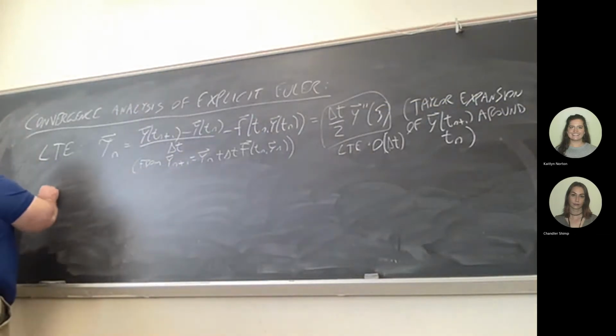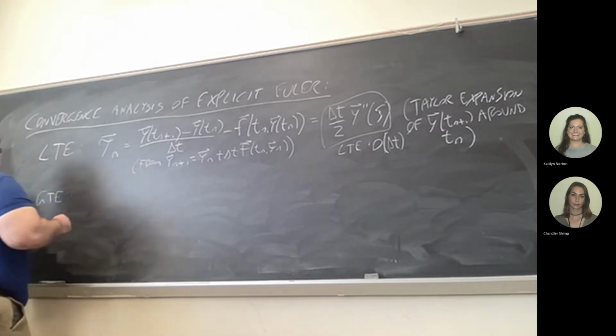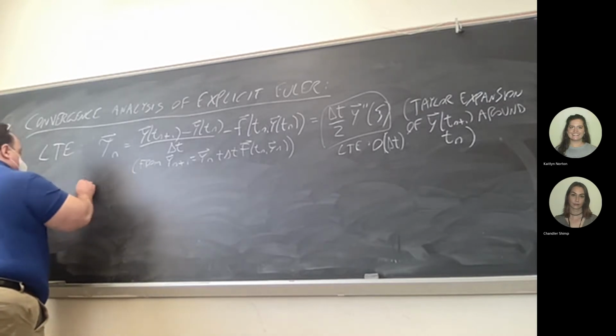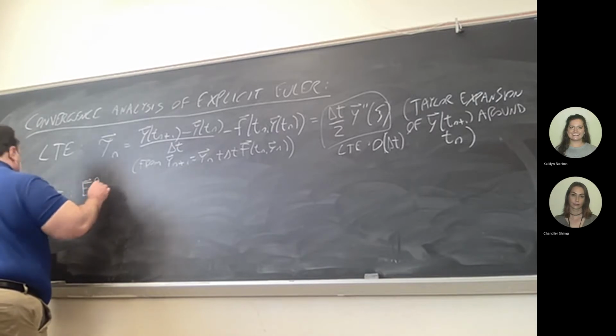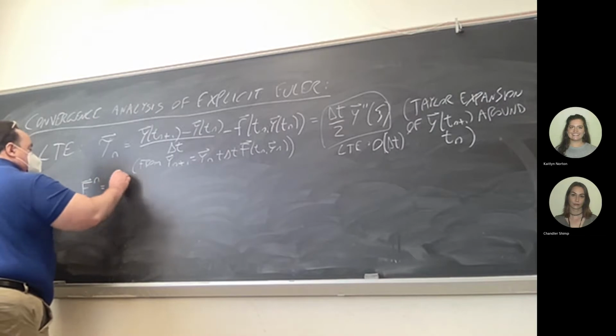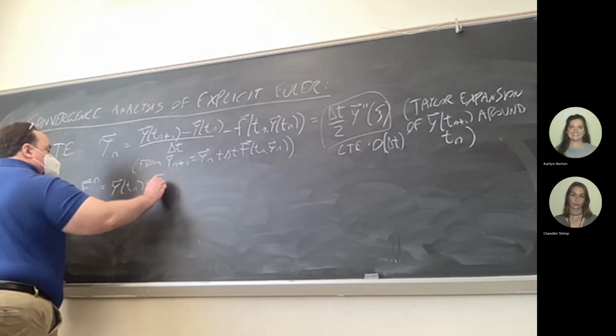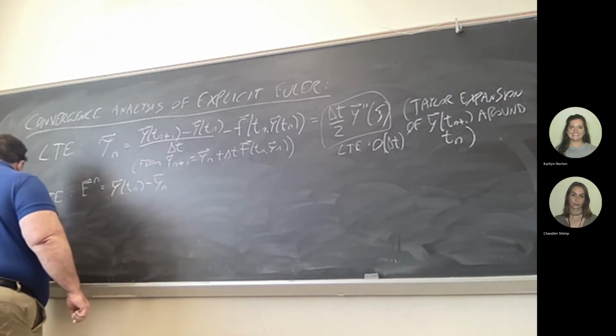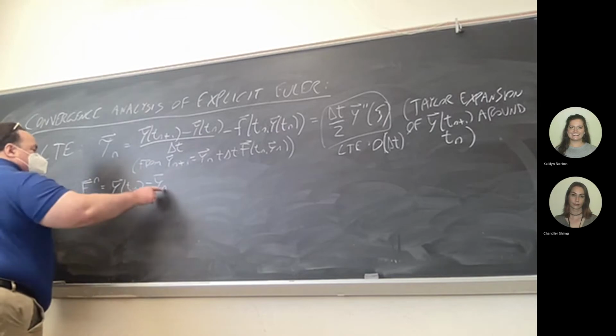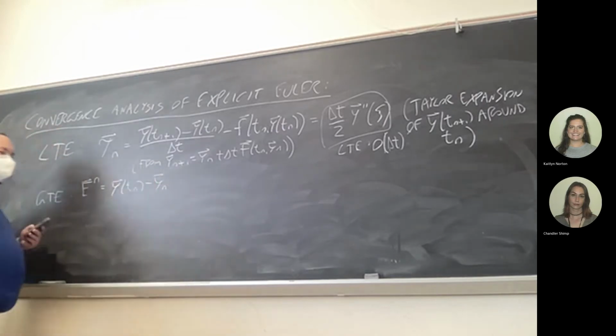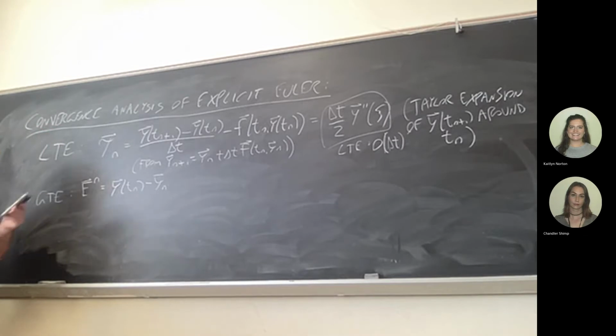The global truncation error is defined in a similar way as for Poisson's equation. I'll call that capital E_n, and that is equal to the exact solution at time t_n minus y_n. Oh, I see, in the notes I had these as superscripts, here they're subscripts. Oops. All right, I'll just be consistent with what I write on the board anyway.